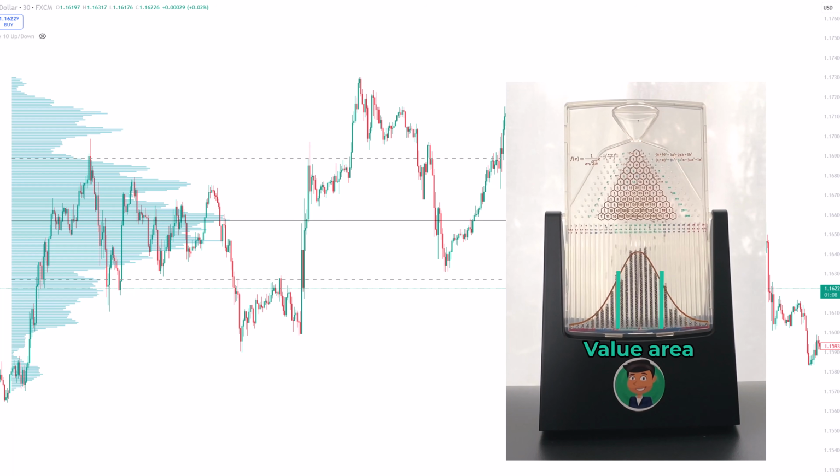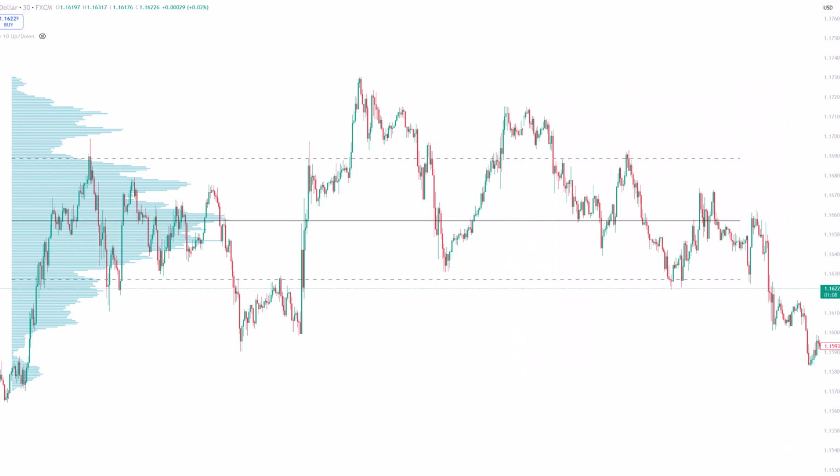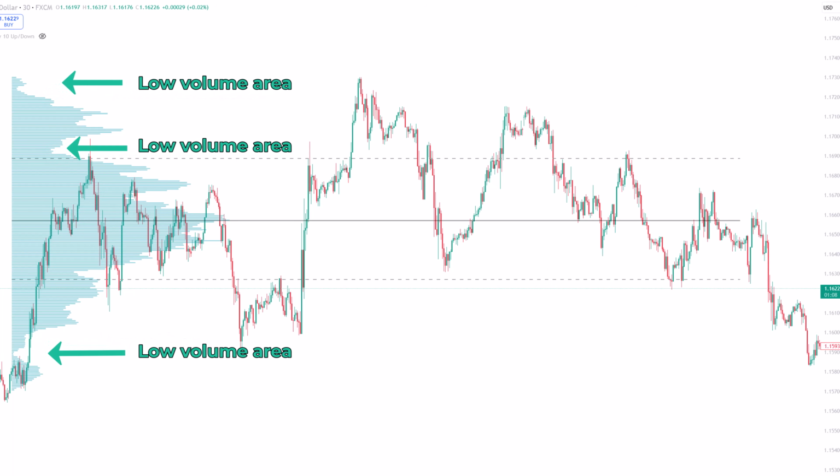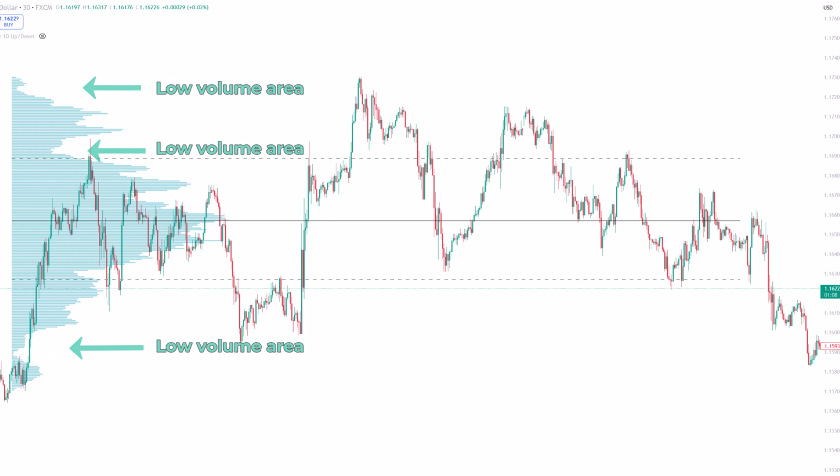The point of control and value area show where the market spent time and where most of the trading activity took place. But there are also low volume areas. These are price zones that the market didn't really accept. It just passed through them quickly and moved on.